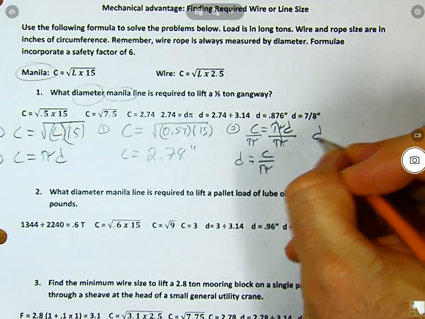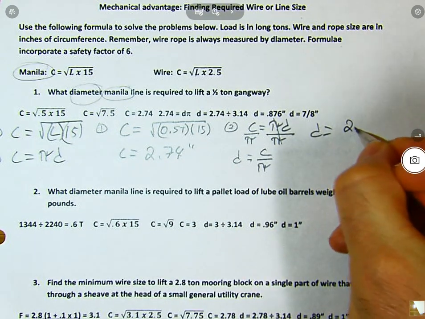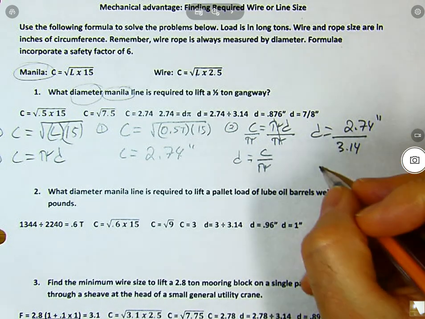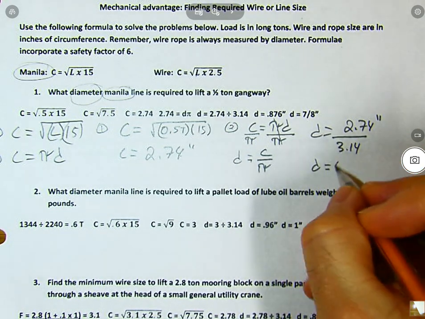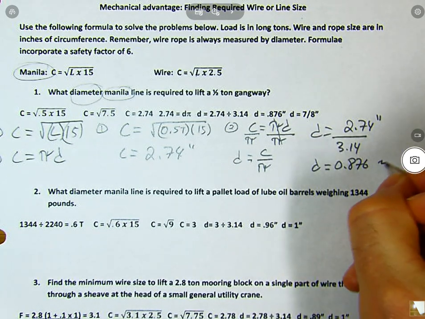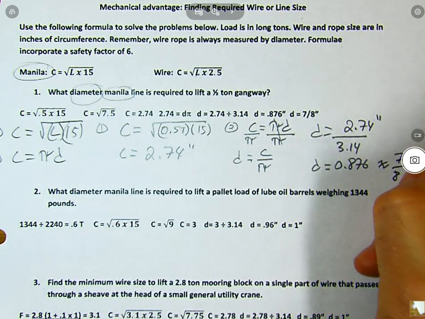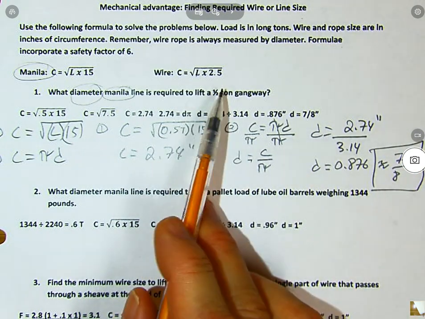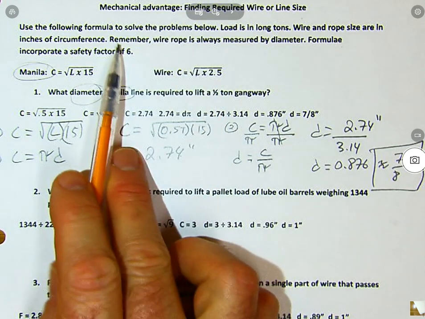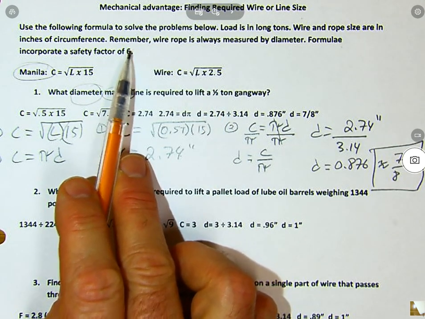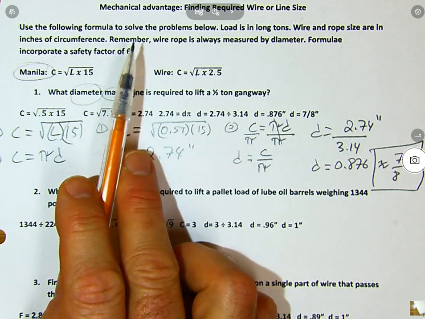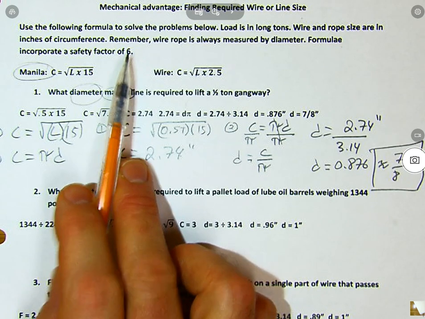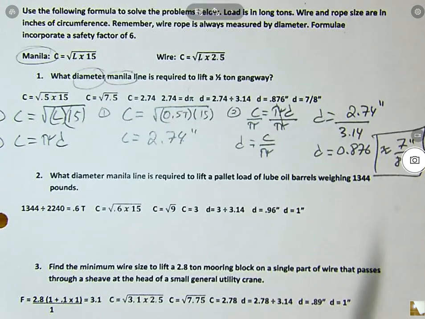D in this case is going to equal C, which is 2.74 inches, divided by 3.14, and that's going to give us a d of 0.876, which works out to about a 7/8 inch line. So a 7/8 inch manila line is what we would want to lift up a half-ton gangway. Built into this formula, by the way, is a safety factor of 6. The range is 5 to 12 typically, so this is at the lower end of that range. All right, let's do this next problem.